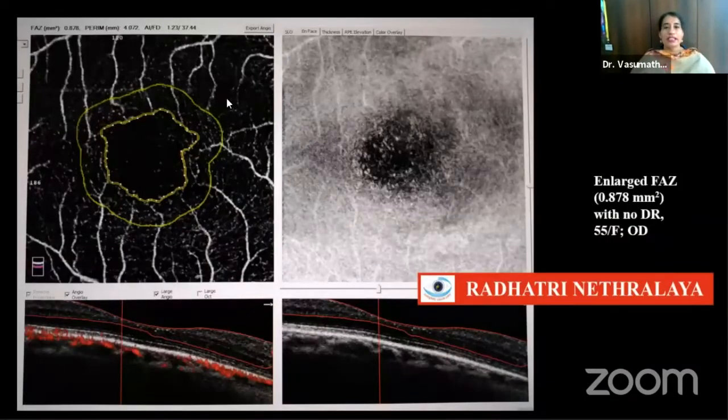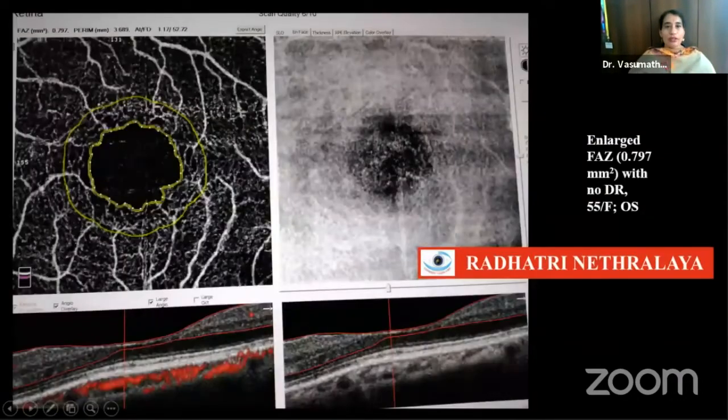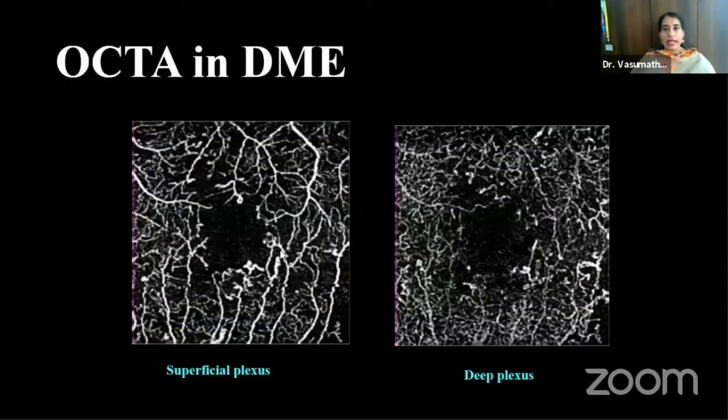We also tried it in some of our patients. This is a patient without diabetic retinopathy. As you can see in the OCT, the FAZ was enlarged. And you can also measure the size of the FAZ by angioanalytics. And this is the superficial plexus and the deep plexus. In fact, deep plexus ischemia is supposed to be a poorer prognostic factor in DME.